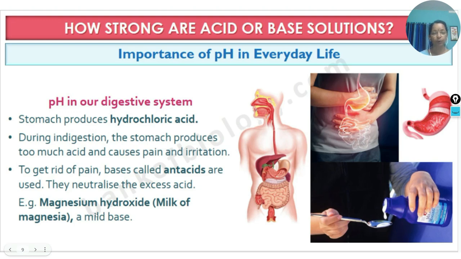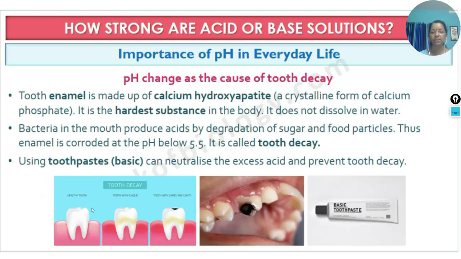antacid. What is special about antacid? It is acting against acid. It's a mild base which neutralizes the excess acid present in the stomach, and we get relief from the pain. Okay, so that is pH in our digestive system.